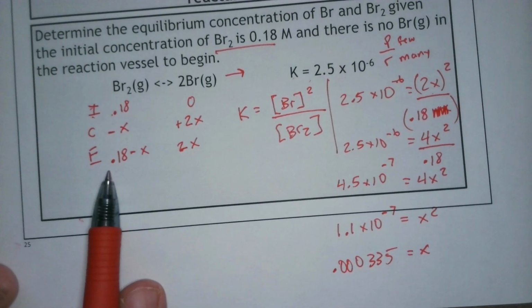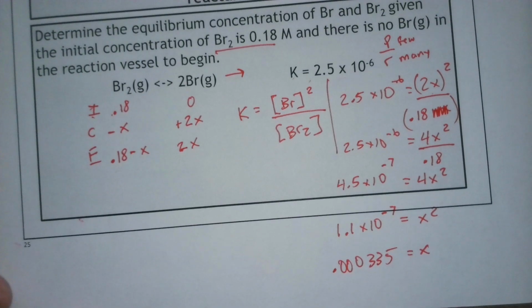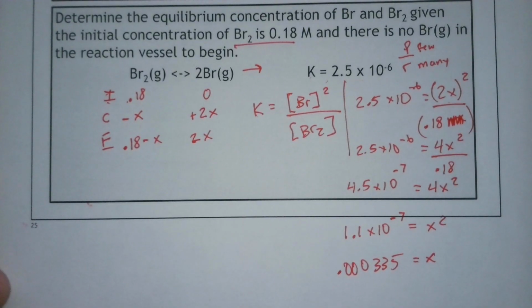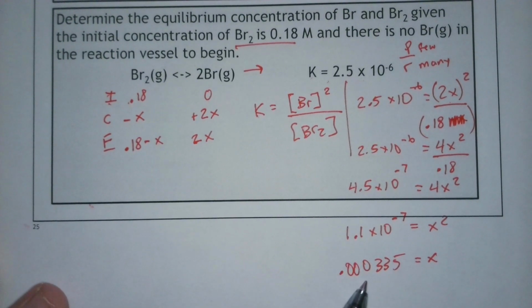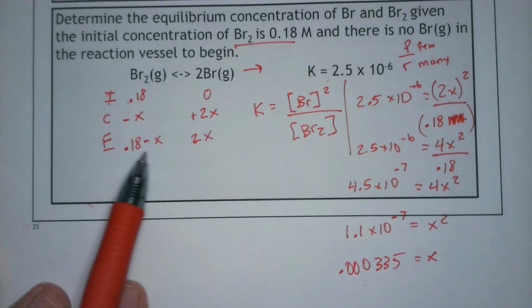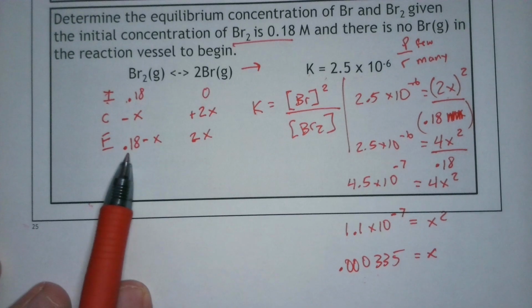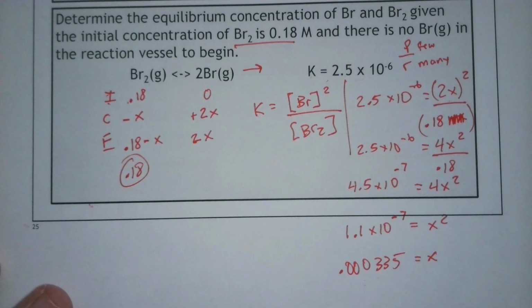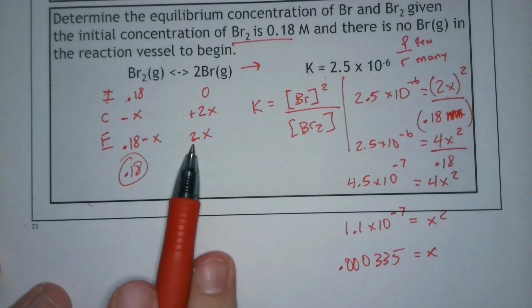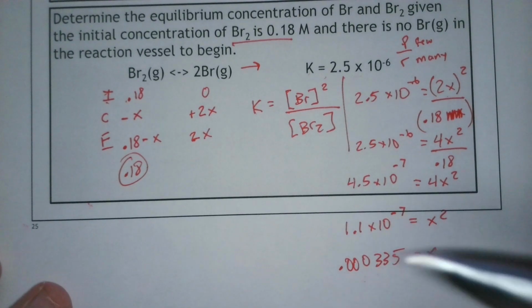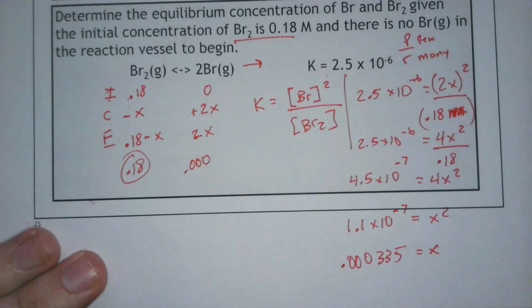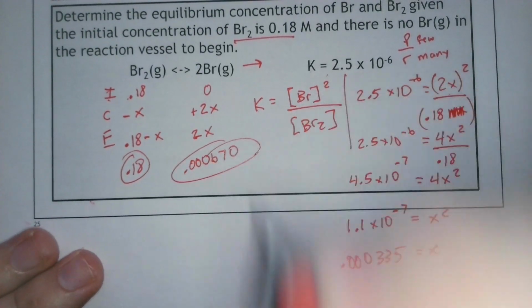Like we said, x is a really tiny number. So 0.18 minus this is basically just 0.18. You would get a more exact answer if you didn't do this approximation, but you would spend all day doing it. So, all right, that's not our final answer. This is how much change occurs. That's our value for x. We can just solve for these two real quick, and that'll be our answer. 0.18 minus x, we're just going to round that to 0.18. That's how much bromine we're going to have left over. And 2 times x, we're going to multiply this by 2, and we should get 0.000335 times 2 to be 0.000670, I believe.